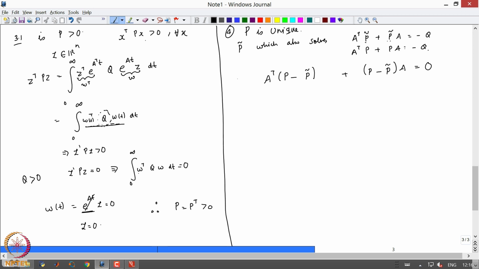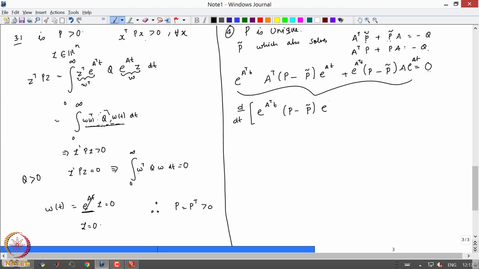Okay, so let me just do a little trick here. I multiply this on the left by e power A transpose t, and on the right by e power A t. Similarly here, I multiply on the left by e power A transpose t, and on the right by e power A t. This will still be 0, the right hand side will not change. So the quantity inside is d over dt of e power A transpose t, P minus P tilde, e power A t, which is essentially what is above, and that actually is equal to 0.